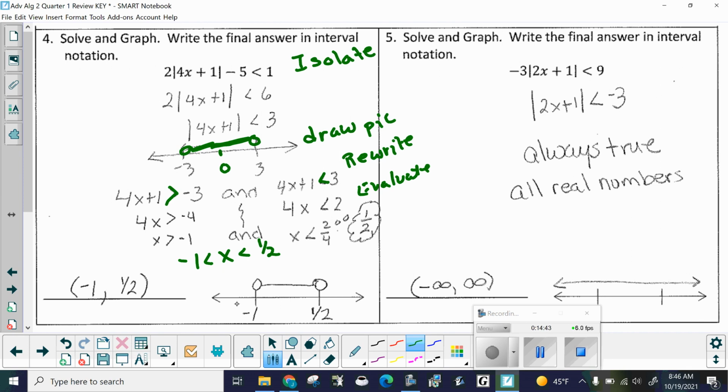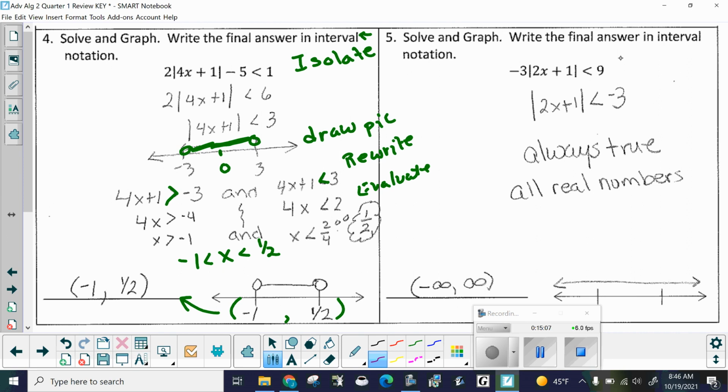And then to put it in interval notation, because it's an open dot, I put an open parenthesis, a comma, and a parenthesis because it's also an open dot. So here is how I got my interval notation. Notice it asks you to write it in interval notation. Number 5, solve and graph.